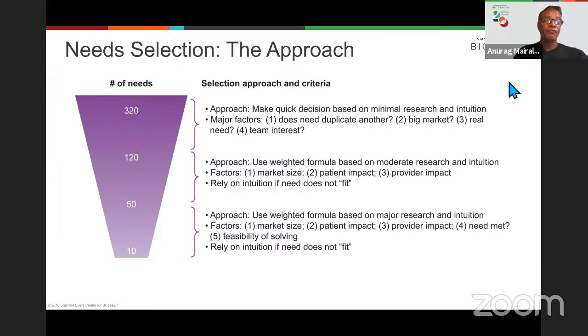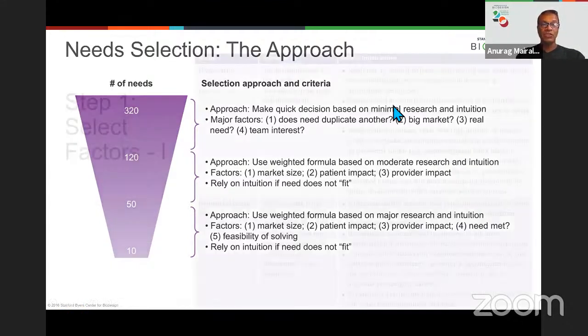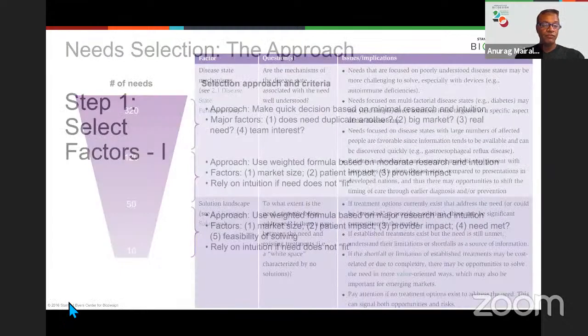So that was the second filter. It took them down to 50 needs. And then they applied the final filter, a weighted formula based on the same parameters, but adding a new factor: how unmet was the need? And how feasible was it to solve it? That brought it down from 50 to 10. So here's just an example of how they approached it. You don't have to approach it that way. You can apply whatever filters. You can have 2-step, 3-step, 1-step, but it's just a way of benchmarking it.